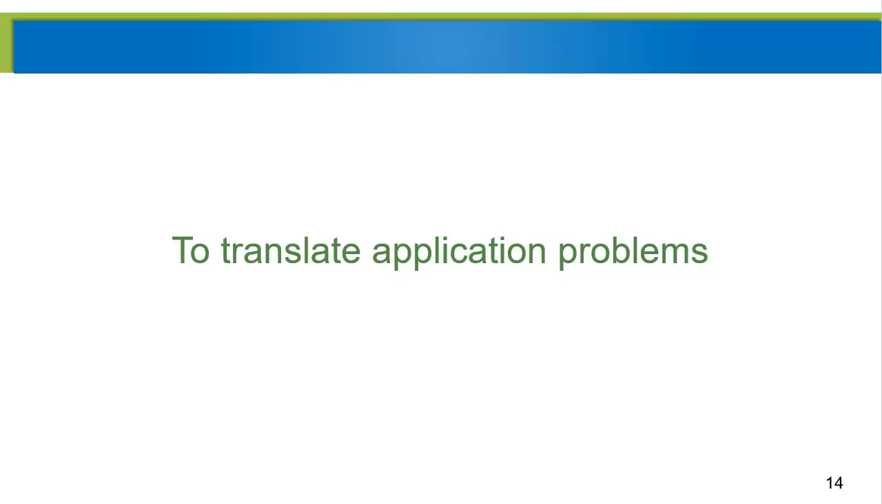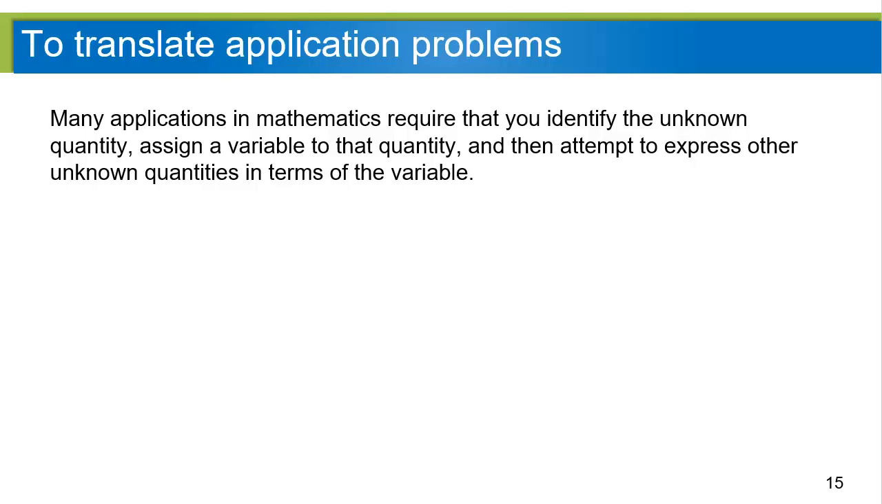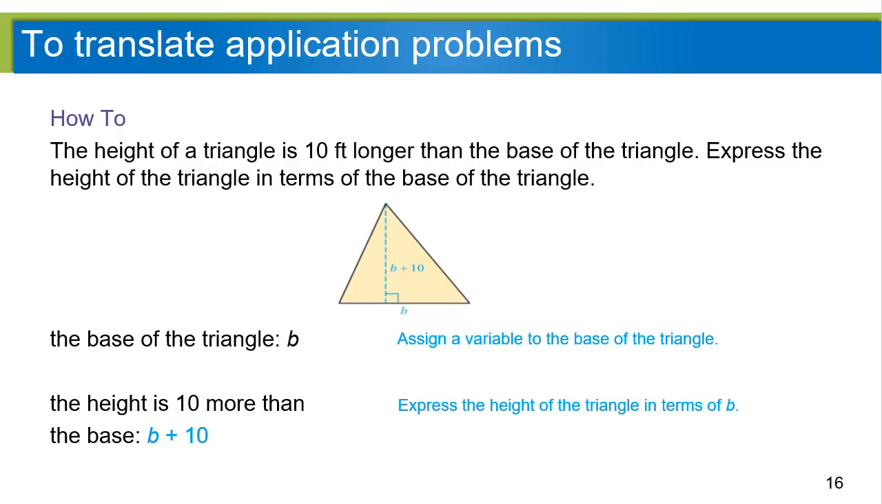How about some applications? Most applications in math are going to require that you identify the unknown quantity, assign it a variable, and then somehow figure out how to express these unknown quantities in terms of that variable. So here's a simple example. The height of a triangle is 10 feet longer than the base of the triangle. Express the height of the triangle in terms of the base of the triangle. Well, we don't know either of them, so we give them an unknown. We call the base b, and since the height is 10 feet longer, it's just b plus 10. It's that simple, right? And this is a simple example. They can get more difficult, but that's the idea.